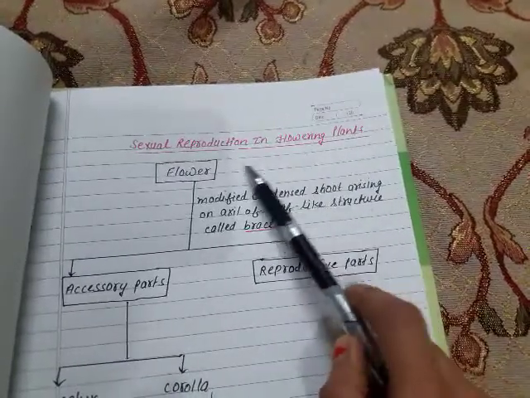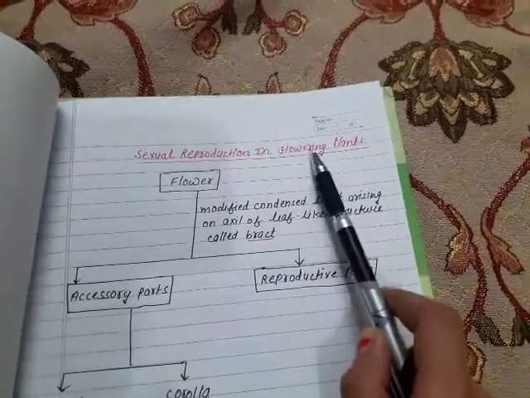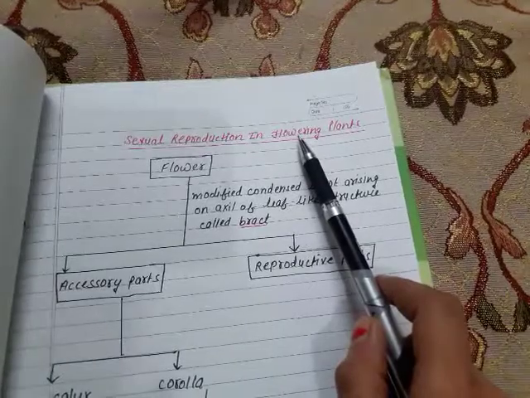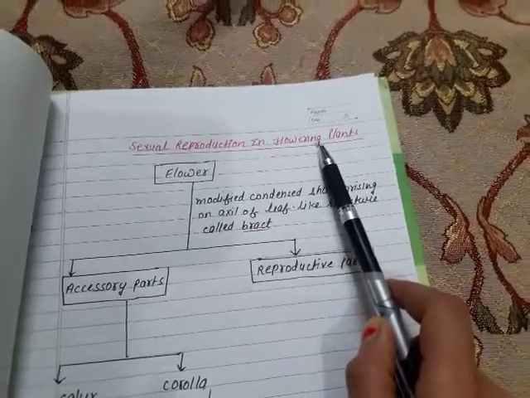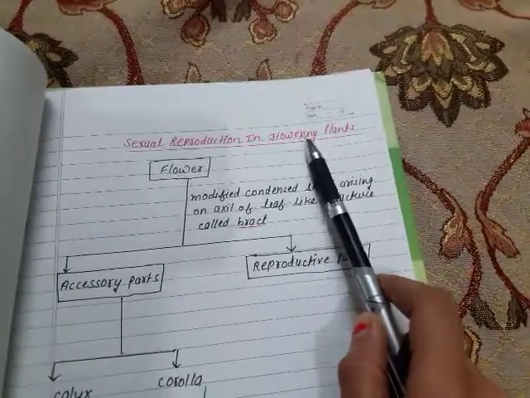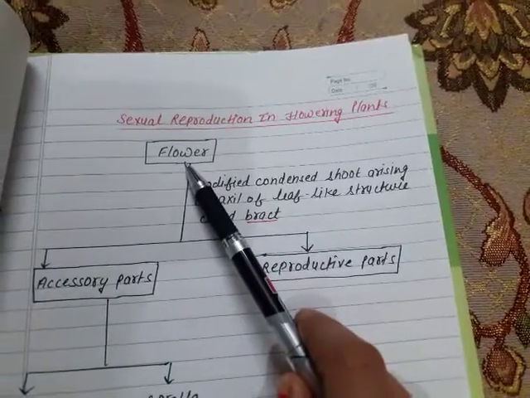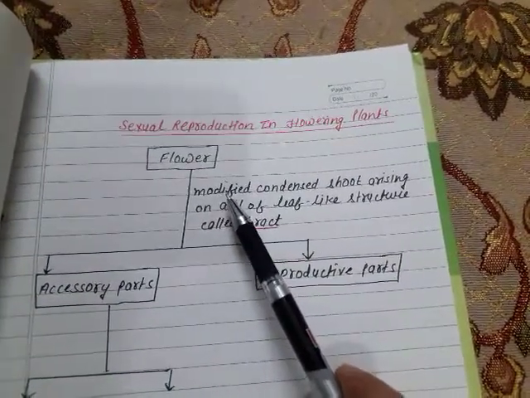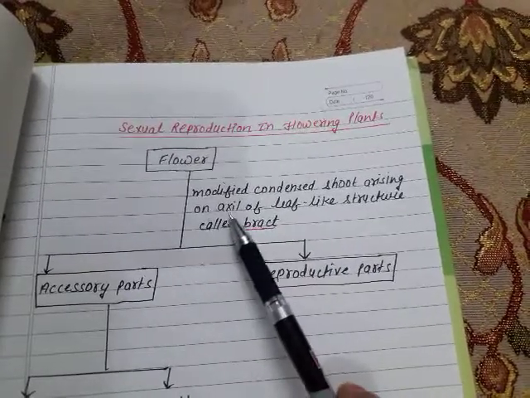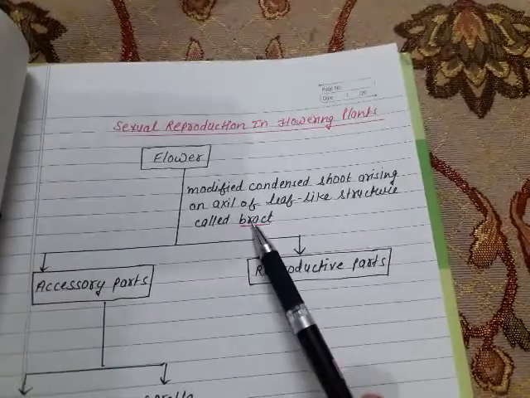Before starting with how sexual reproduction takes place in flowering plants, we must know where sexual reproduction takes place in flowering plants. So the answer is, the reproduction in flowering plants takes place in an organ which is known as the flower. What is a flower actually? It is a modified condensed shoot arising on the axis of a leaf-like structure called a bract.